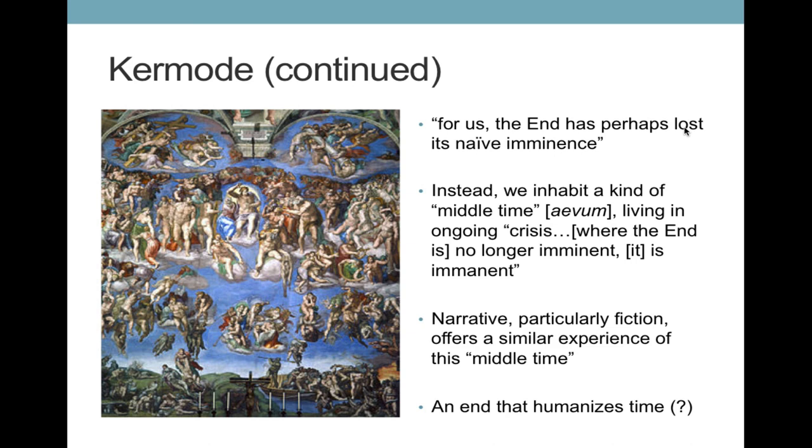For Kermode, in the end, he says that the end has perhaps lost its naive imminence for us, that the apocalypse is not something existing just on the horizon of history. Instead, he says, we inhabit a kind of middle time, as he uses the word from Thomas Aquinas' sense of angelic time, of living in an ongoing crisis where the end is no longer on the horizon, that it is imminent, that it is a part of us, that we are a part of the end in the same way that the end is a part of us, perhaps as we read and as we try to think through what time means.